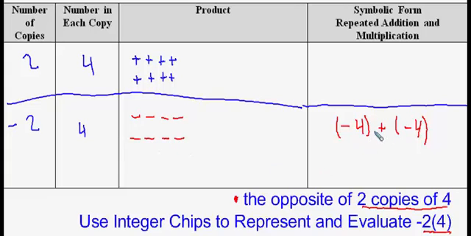When you add numbers that have the same sign, you add their absolute values. The absolute value here would be 4. The absolute value here would be 4. You add them to get 8, but then you take the sign that's common to both. They're both negative, so my answer would be negative. So, -4 plus -4 is -8. To write this using multiplication, this would represent two copies of 4, and this is the opposite of two copies of 4, we found that that's -8.